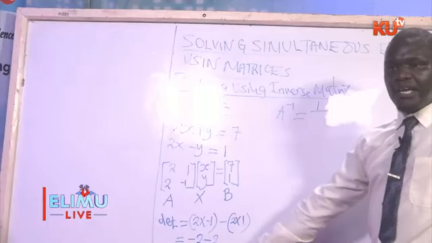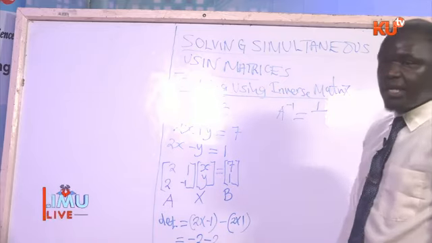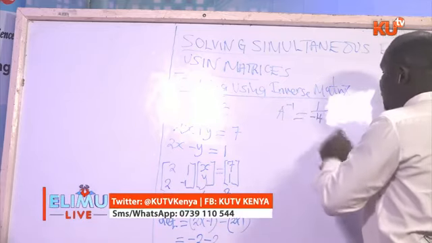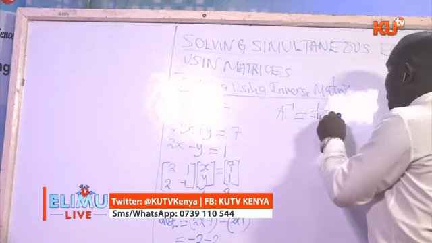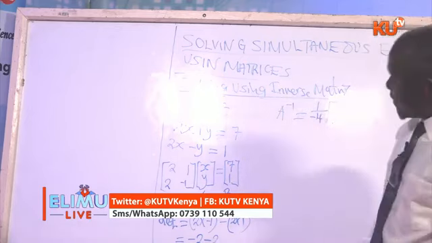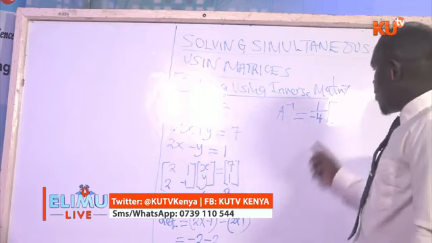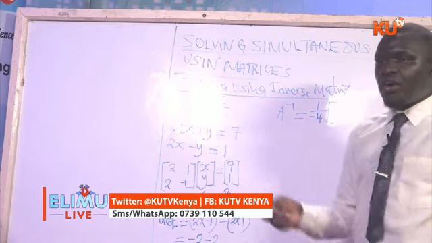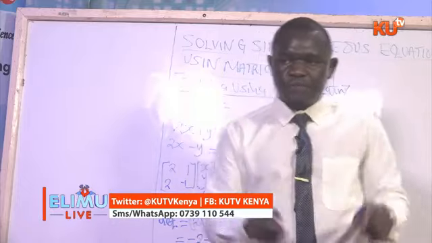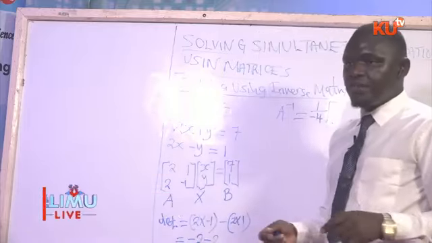What is our determinant? Our determinant we've gotten as negative 4. 1 over negative 4, you multiply it. What happens to the elements, learners? There's something I said: when you're getting it, the values of the main diagonal interchange positions. They switch the positions.